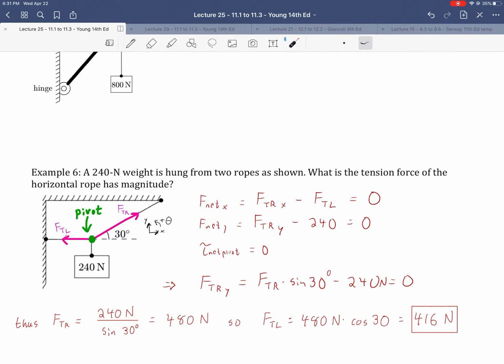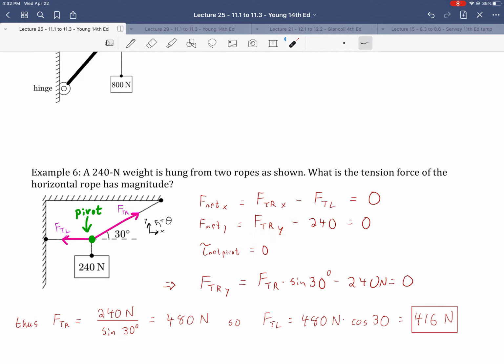So then I write my sum of forces. Okay, so I got my sum of forces in the x direction. I've got FTRx because it has an x component, right? The FTR for right. So that force has 2 components, an x component and a y component. So the x component is FTRx minus FTL because the horizontal rope is pointing entirely in the negative x direction. And then I got the y component of the right hand tension force minus 240. Oh yeah, because that's the force of gravity pointing down.